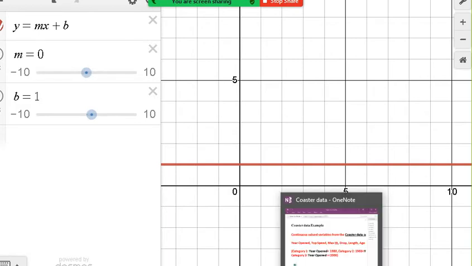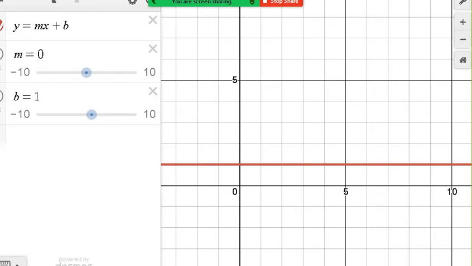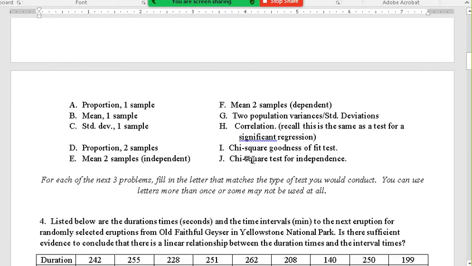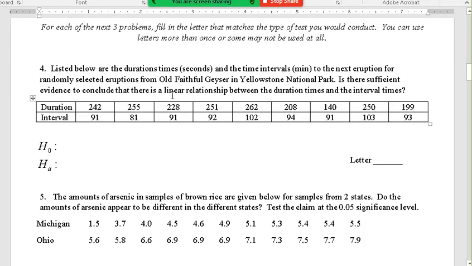Let's go back to the exam here. Listed below are the duration times in seconds and time intervals to the next eruption for randomly selected eruptions from Old Faithful Geyser in Yellowstone National Park. Is there sufficient evidence to conclude that there's a linear relationship between the duration times and the intervals? Between duration times and the interval times. So how long it erupts for and the time between eruptions is what you're looking at.